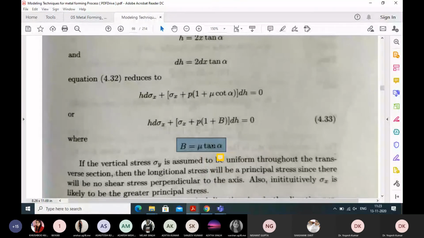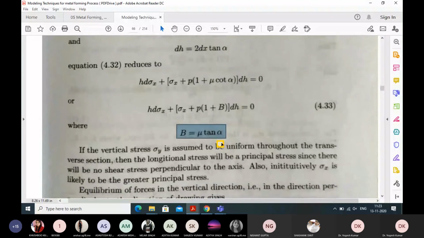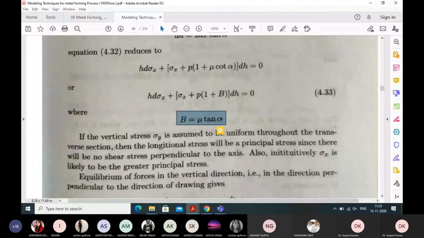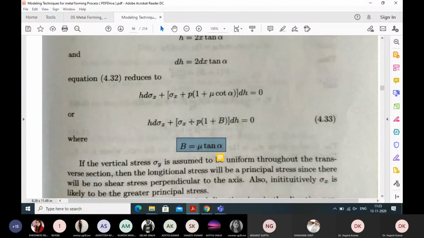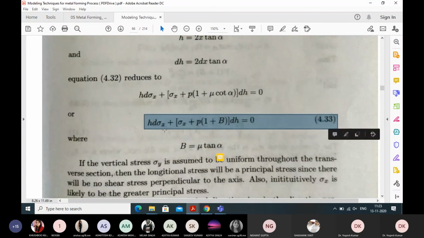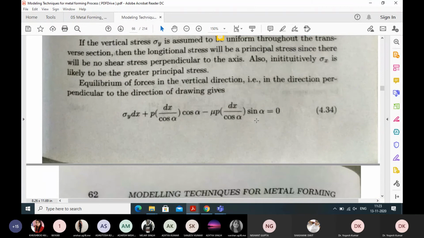So this is the error. You have to be careful when I send this chapter. So we have got this equation from the analysis: h d sigma x plus p into 1 plus b dh equal to 0.